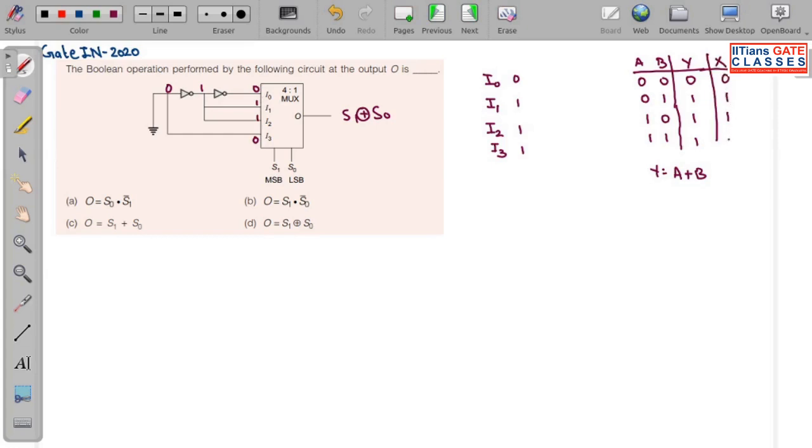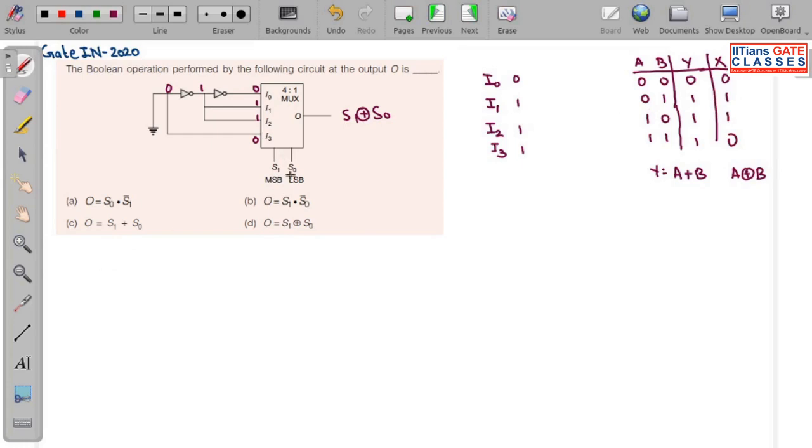0, 1, 1, 0. Basically this corresponds to what? This is A XOR B. So directly you could have solved this question. This is one of the easiest approaches that we could have followed.